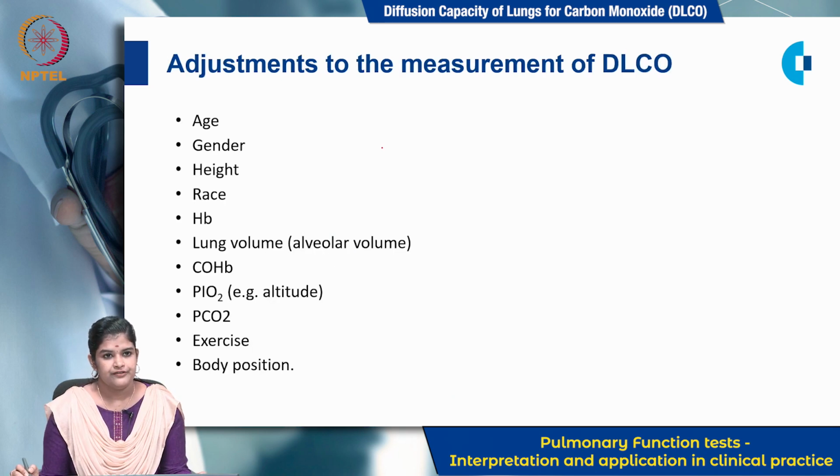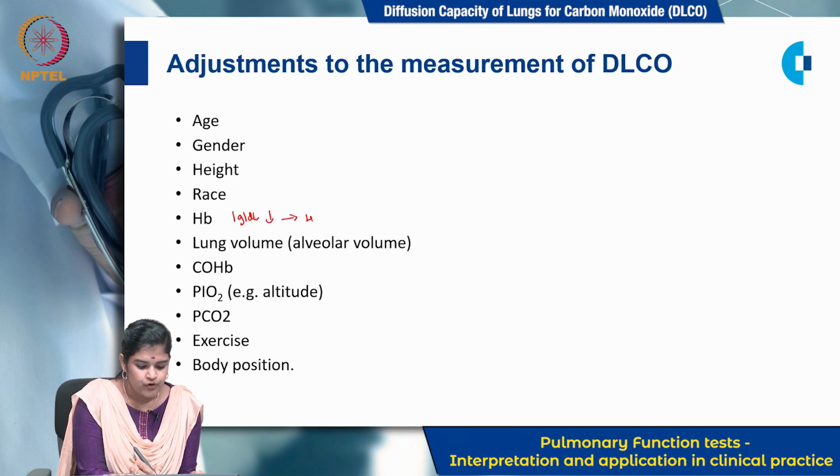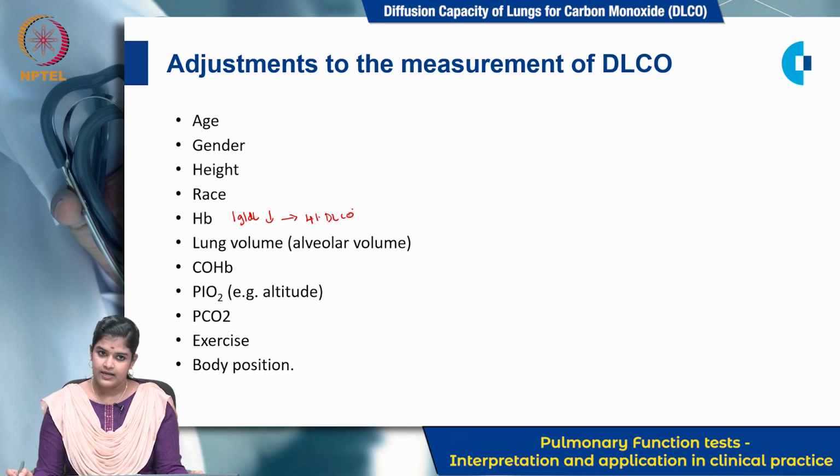Before interpreting the diffusion capacity report, we are supposed to make certain adjustments to the DLCO, for those factors that are going to affect the DLCO report. Those are age, gender, height, race, and especially the hemoglobin, because anemia affects the DLCO. When there is a 1 gram per deciliter fall in the hemoglobin, there is going to be a 4% fall in the DLCO. Hence, it has to be corrected.